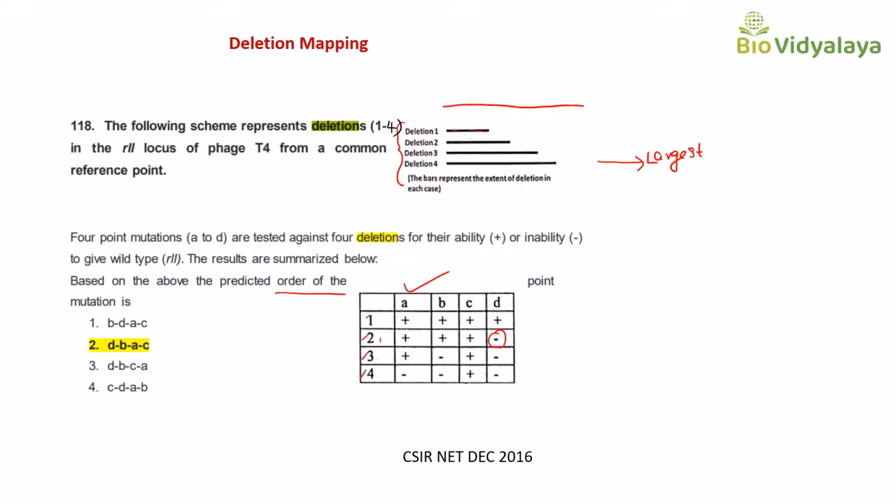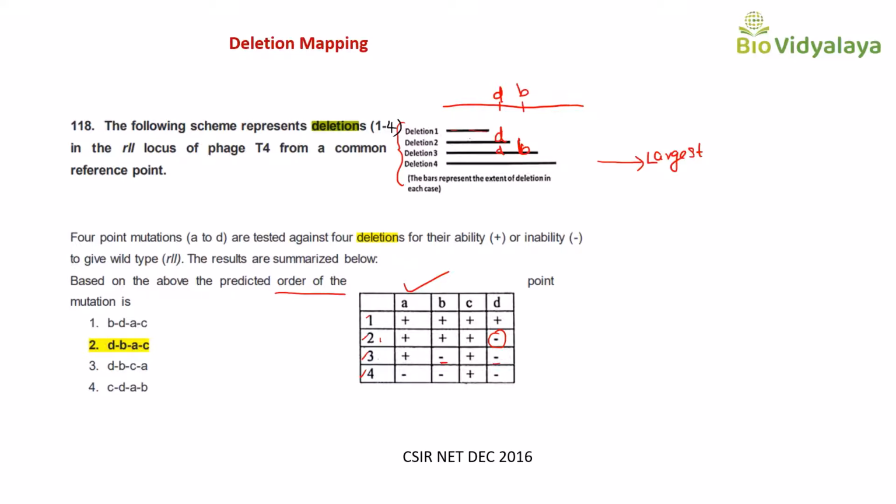Next, deletion 2. Here you can see a negative symbol in D, so we can confirm that D is present in this region. Next, deletion 3. Here B is negative and D is also negative. D we already found, and here B is present in this region.